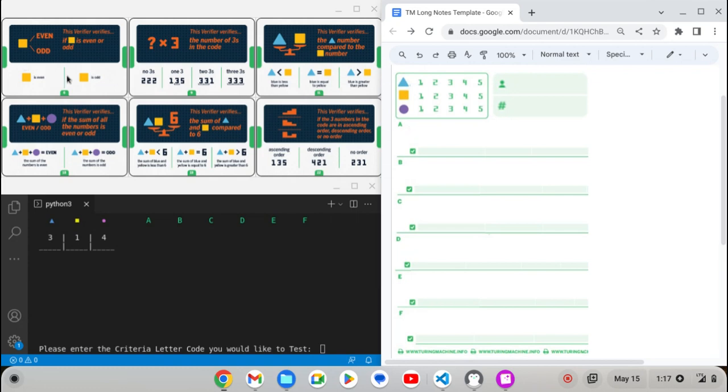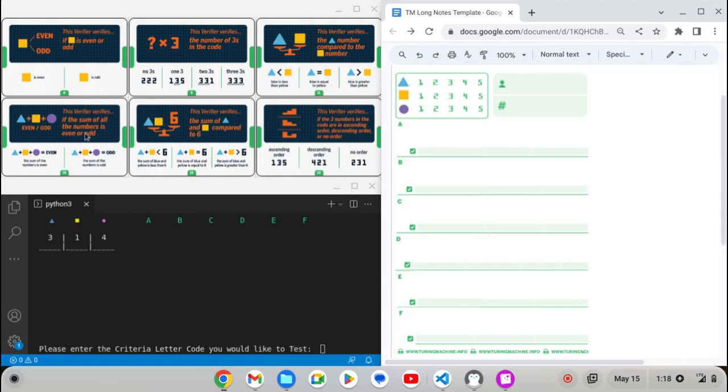Criteria A will let us know whether the middle digit, the square digit, is either even or odd. Criteria B will let us know the quantity of 3 digits in our code. Are there no 3s? Is there 1, 2, or are they all 3? Criteria C will compare the first and the middle digit, the triangle and the square, and will let us know whether the triangle should be less than the square, should they be equal, or could it be that the triangle is greater than the square.